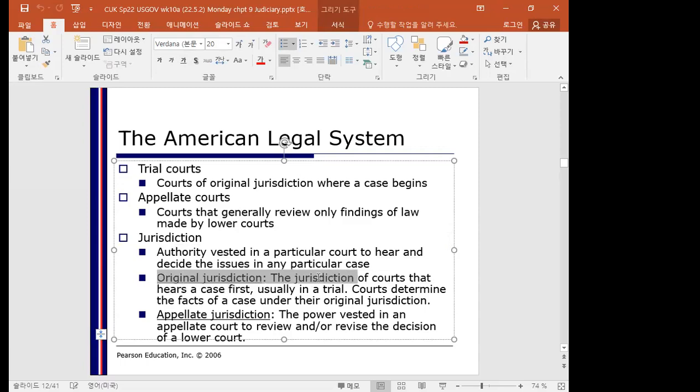Original jurisdiction, the jurisdiction of courts that hear a case first, usually in a trial. Courts determine the facts of the case under the original jurisdiction. And the appellate jurisdiction, the power vested in an appellate court to review and to revise the decision of a lower court. So the Supreme Court is supposed to get involved if there's disagreements among the appellate courts. So typically, there are these different federal courts, 96 federal courts in the United States. They make rulings on similar cases. Those rulings are appealed by the loser, typically, almost always, in that case, to the appellate court above them.